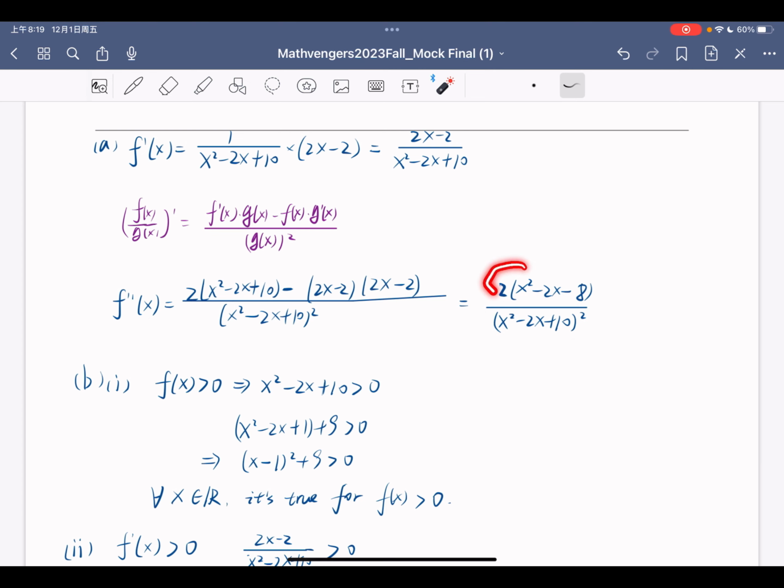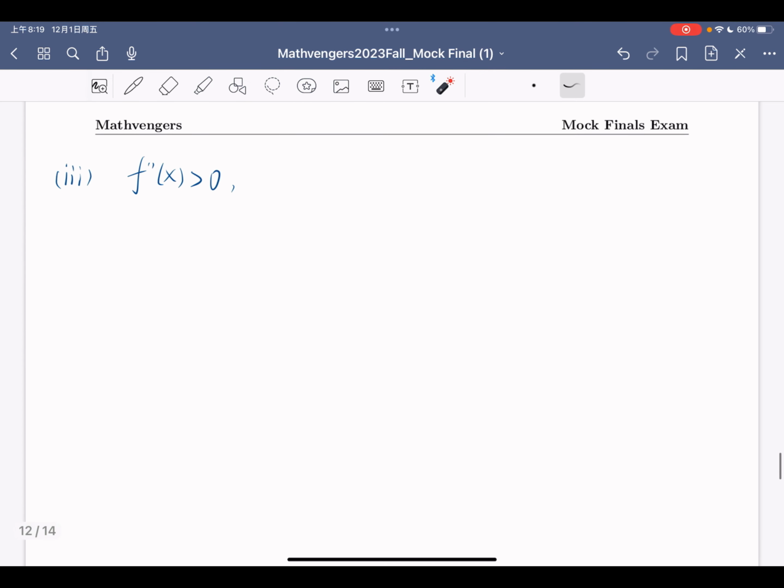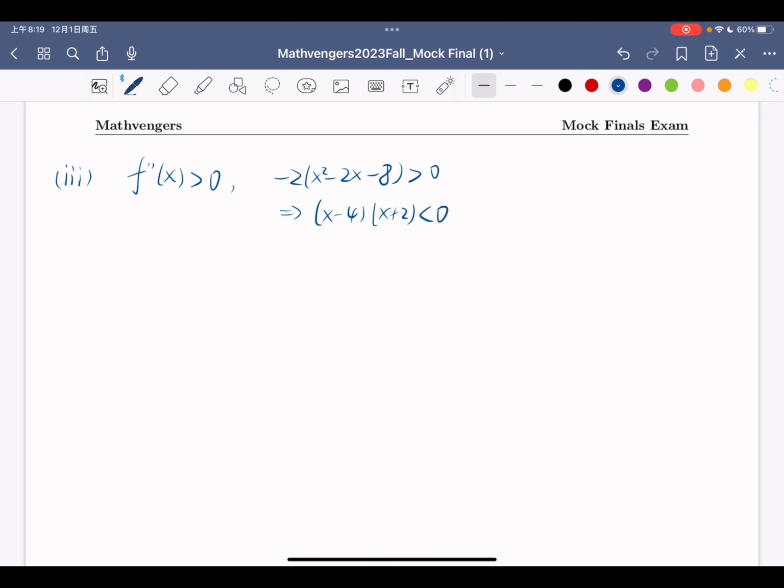So we just need to consider the numerator. The numerator should be positive. So the numerator is minus 2x squared minus 2x minus 8, which should be greater than 0. This means (x minus 4)(x plus 2) is smaller than 0, because of the minus. When we divide by minus 2 on both sides, the sign will change.